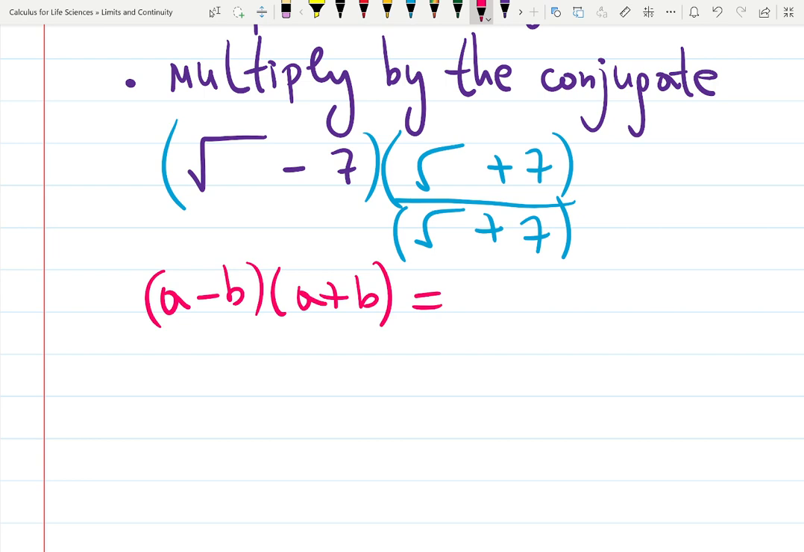Who remembers what that is? I reviewed it on Friday. Wait, I'm a little confused. Is this for finding the limits of algebra? Yeah, but right now it's just algebraically, yes. A squared minus b squared. Thank you, good job. A squared minus b squared.